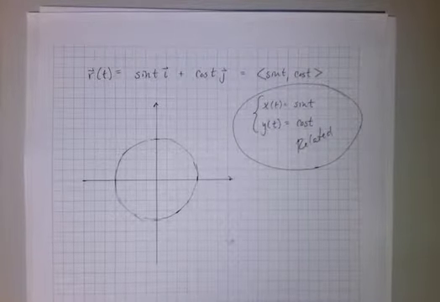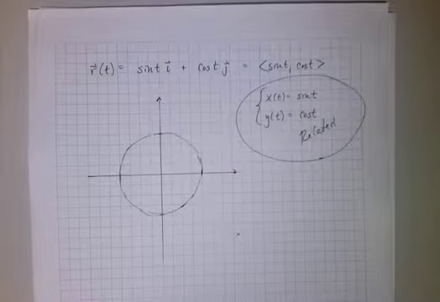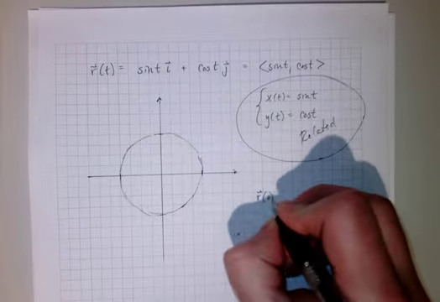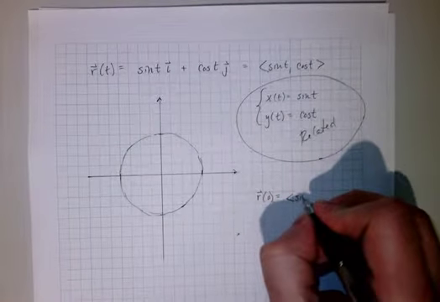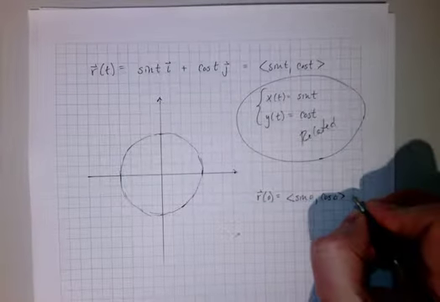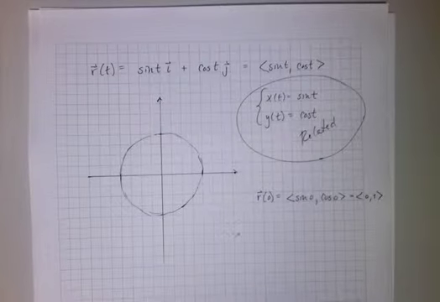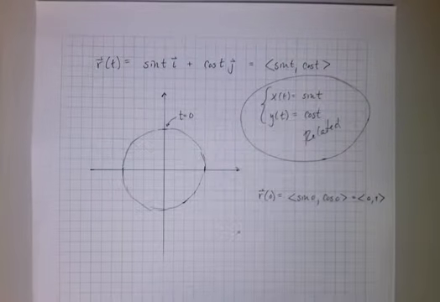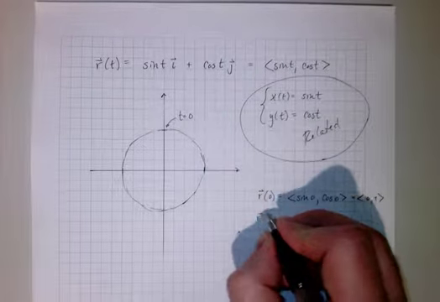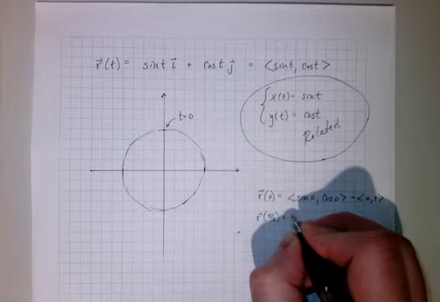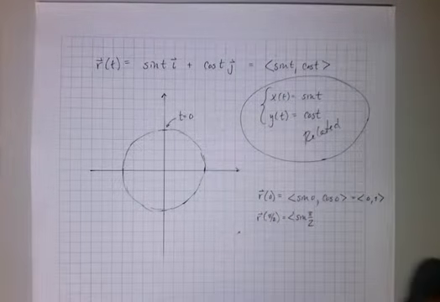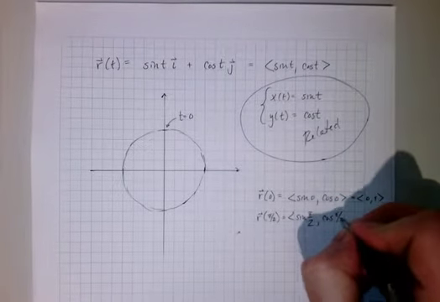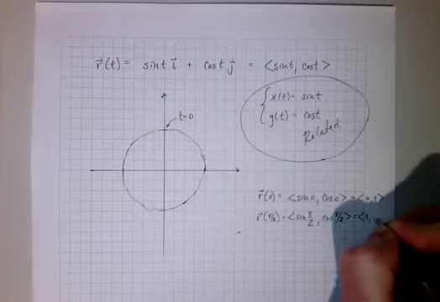Well, the very easy way to do this is just start plugging in numbers, okay? So let's plug in 0 for t. Off to the side, r of 0 is going to be sine 0, cosine 0, or 0, 1. Well, that tells me that right here is the terminal end at t equals 0. Then r of pi over 2 is going to be sine of pi over 2, cosine of pi over 2, and that is going to give me 1, 0.